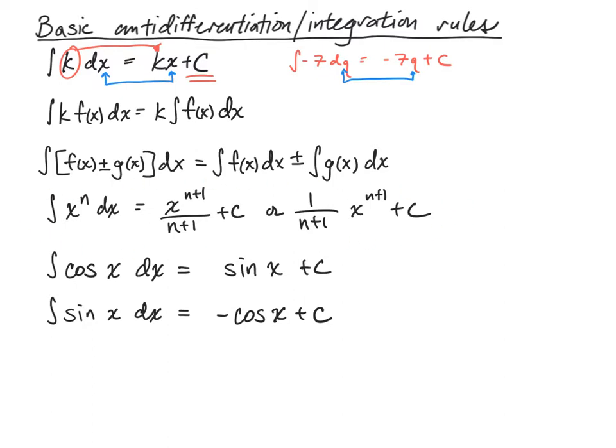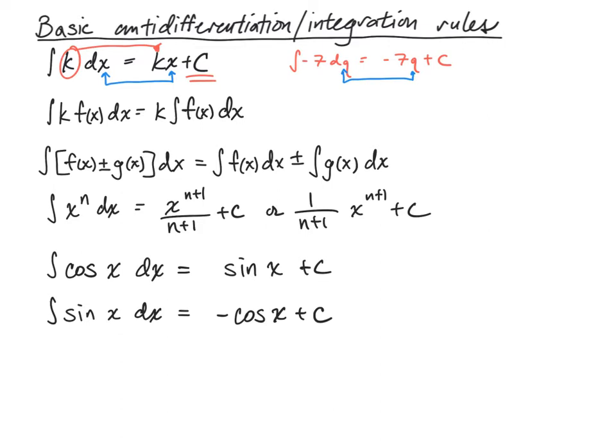Then we have antiderivatives of trig functions. So the antiderivative of cosine with respect to x is sine of x plus c. The antiderivative of sine of x dx with respect to x is negative cosine x plus c.